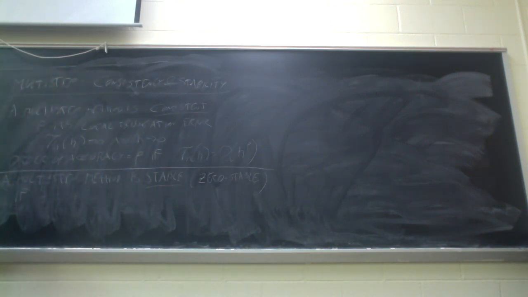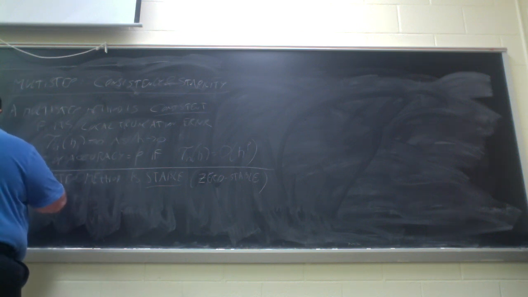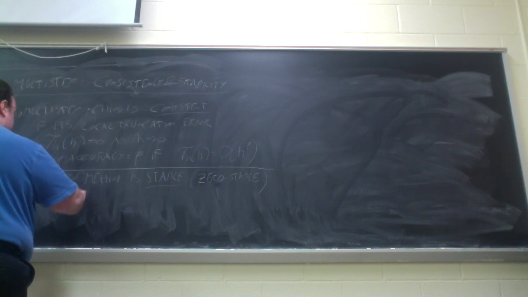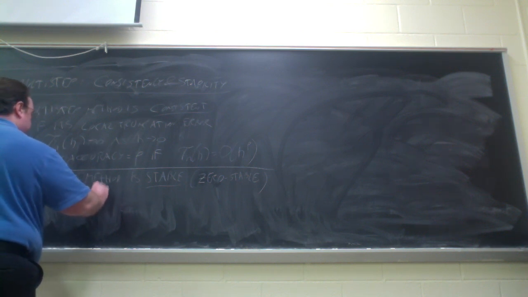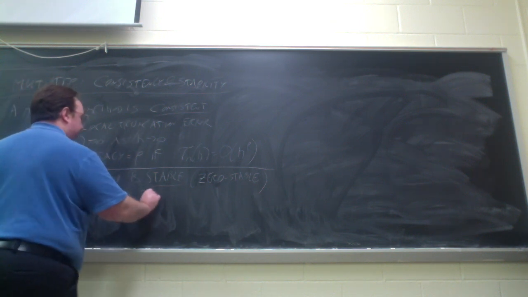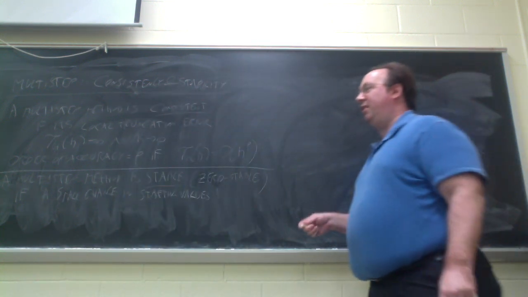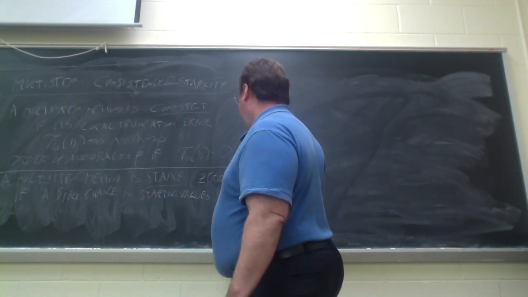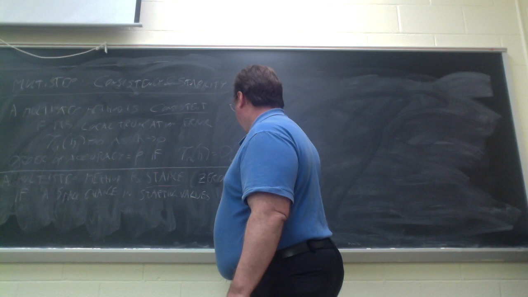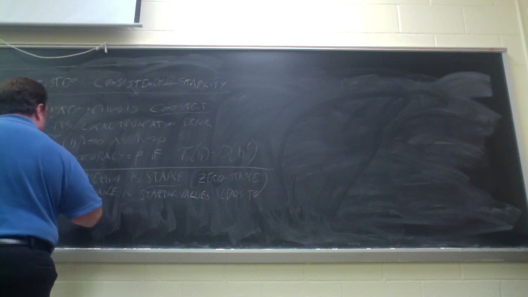The definition is best given informally: if you have a small change in the starting values, because remember, a multi-step method needs a one-step method to compute starting values first, like using fourth-order Runge-Kutta for the first few values, leads to a small change in the numerical solution.